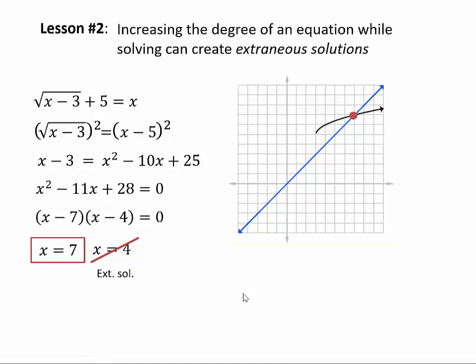What happens is when you increase the degree of an equation while you're solving, so we went from a linear to a quadratic, we created extraneous solutions.